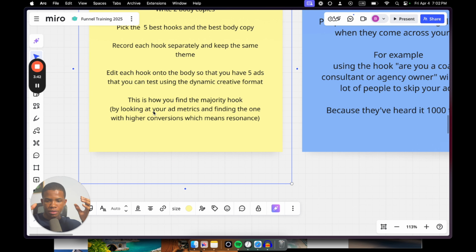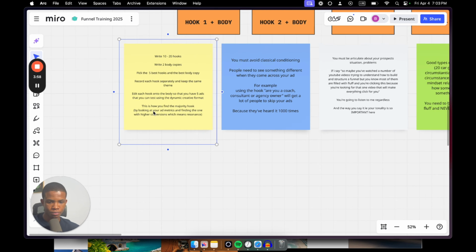But anyways, this is how you find the majority hook, by analyzing your ad metrics and finding the one with higher conversions, where you're getting the most sales, where you're getting the most book calls. That way you can find the hook that has more resonance, and then you can create variations of that hook, and that way you can expand and scale.